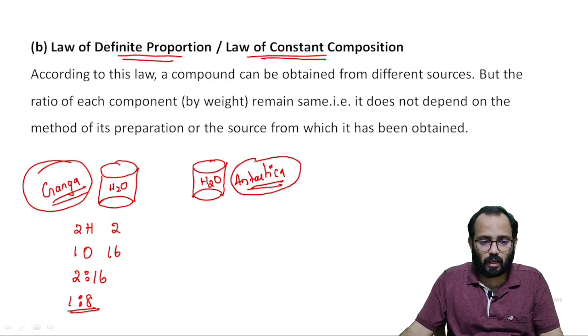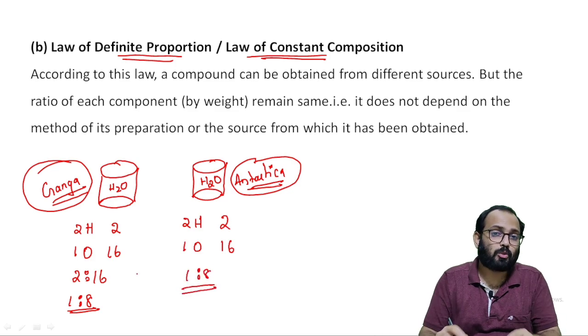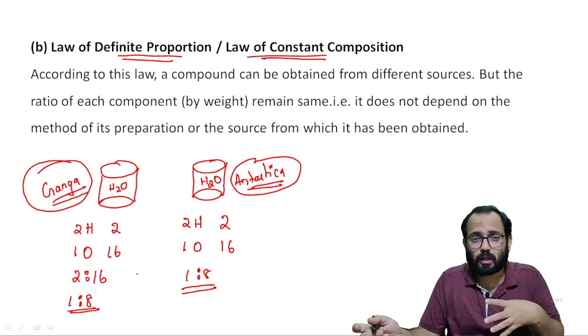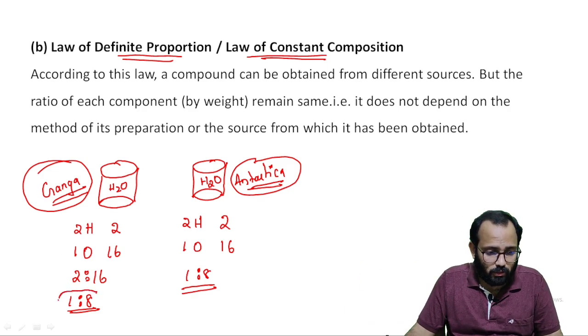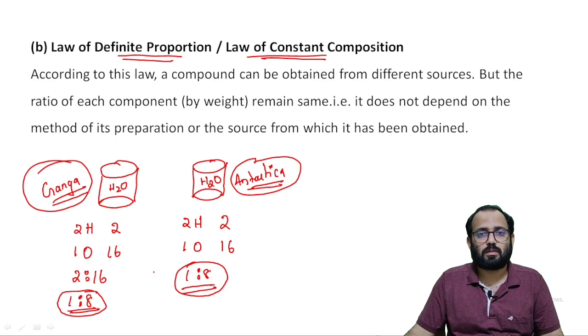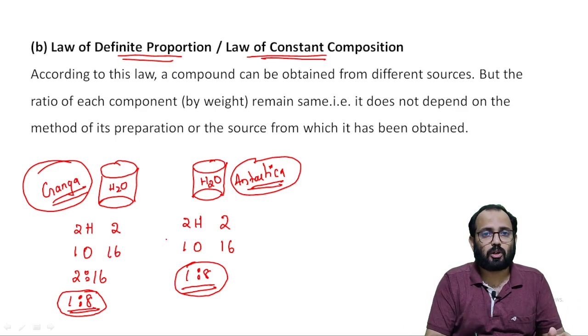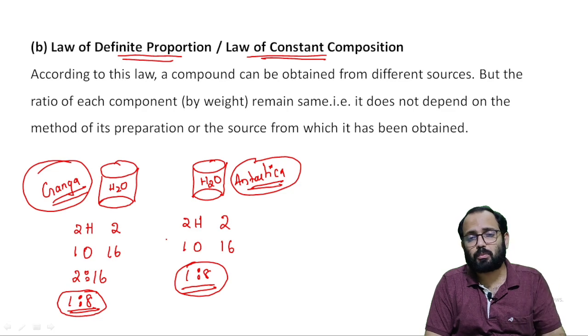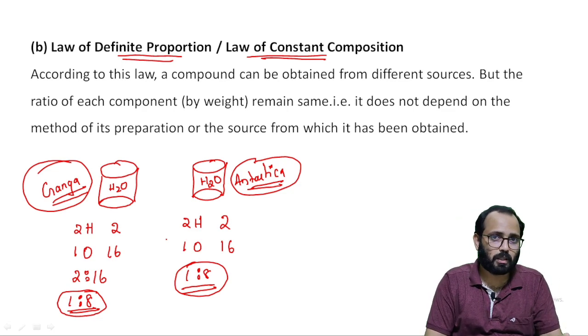Now, from Antarctica, I took water. How much hydrogen? 2 hydrogen. Mass is 2. How much oxygen? 1 oxygen. Mass is 16. What is their ratio? Again, 1 is to 8. I took water from Ganga, I took water from Antarctica, but when I check the ratio of the weight of the elements inside that compound, it is the same. That is what this law is telling us: a given compound contains exactly the same proportion of elements by weight irrespective of the source.